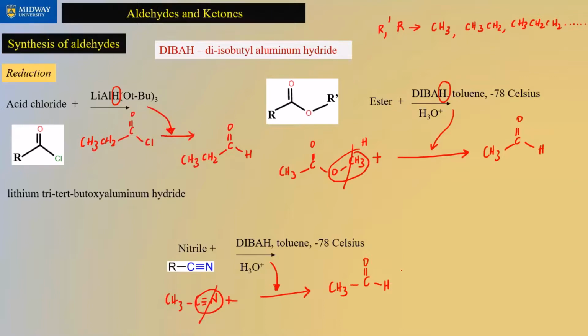Say you had started with a CH3, CH2, C triple bond N plus this reagent. That's the reducing agent. All you have to do is replace this portion with an aldehyde group. So CH3, CH2C. That's why I showed you the generic structure earlier. So this is the aldehyde portion. And that's how you do this reduction of an acid chloride, an ester, and a nitrile to an aldehyde.